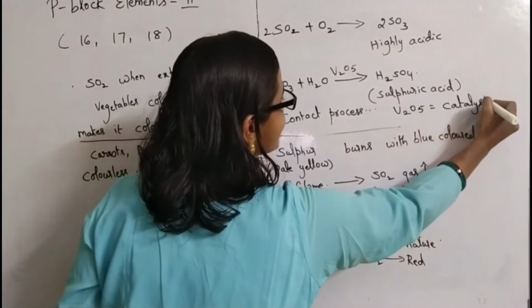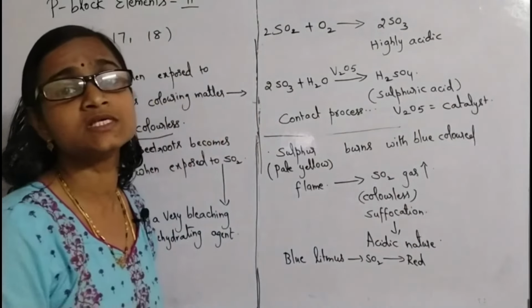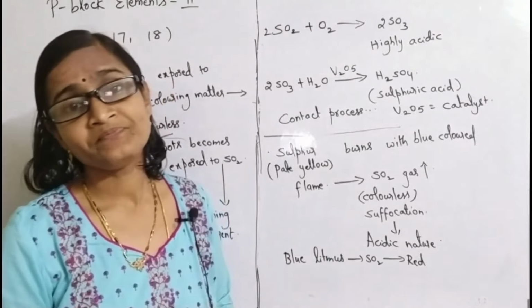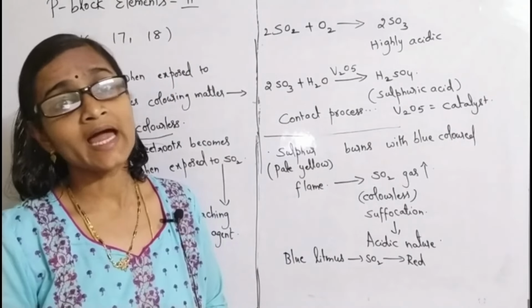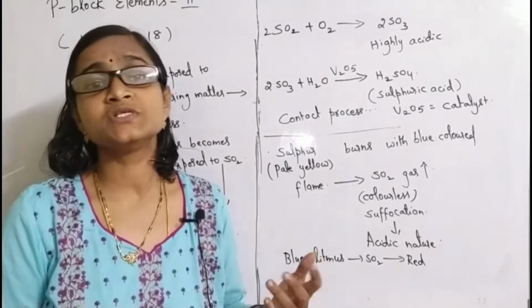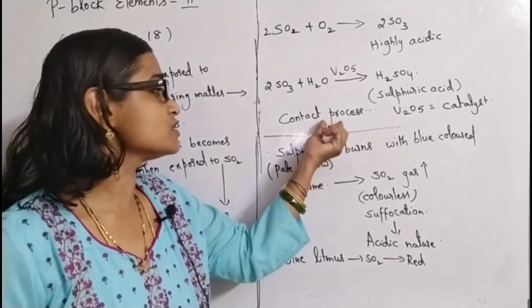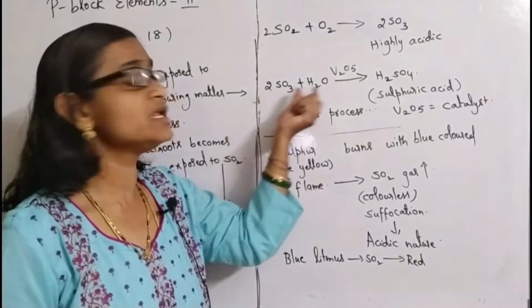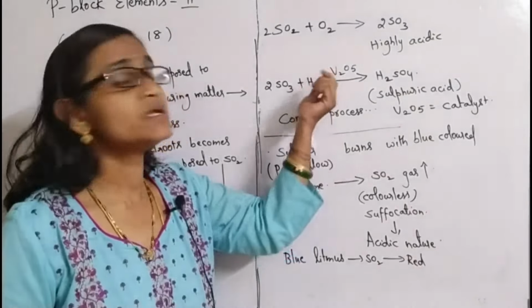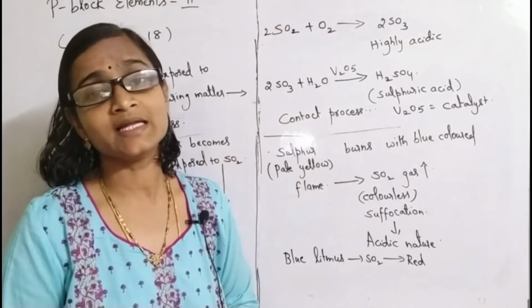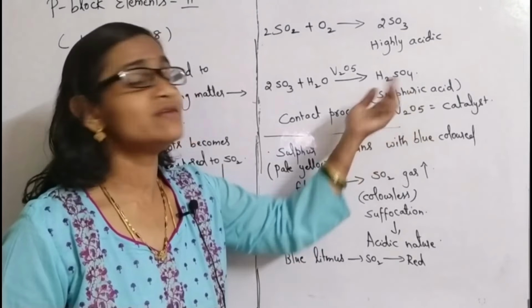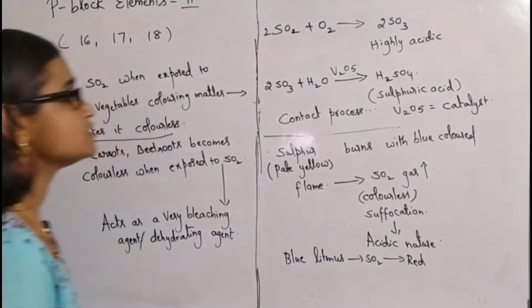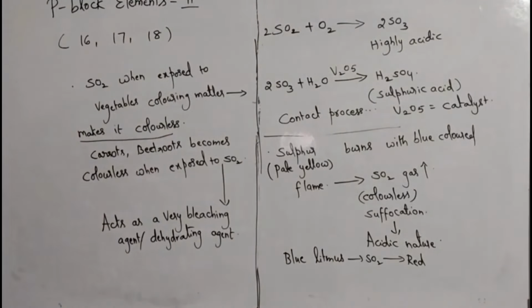What is a catalyst? A catalyst is a substance which is used to speed up the rate of a reaction. In the contact process, SO3 reacts with water in the presence of vanadium pentoxide as catalyst. It forms sulfuric acid. This process is called the contact process.